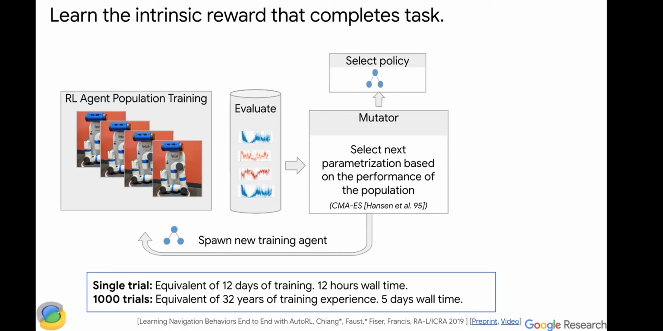It's not cheap. So single trial training was taking about 12 to 24 hours at the time, and it was the equivalent of the experience of a million samples or so. So the equivalent of 12 days of training in real time. But then in order to get the reward, it's 1,000 trials, which is the experience of 32 years. So not cheap, and it was taking 5 days to train.